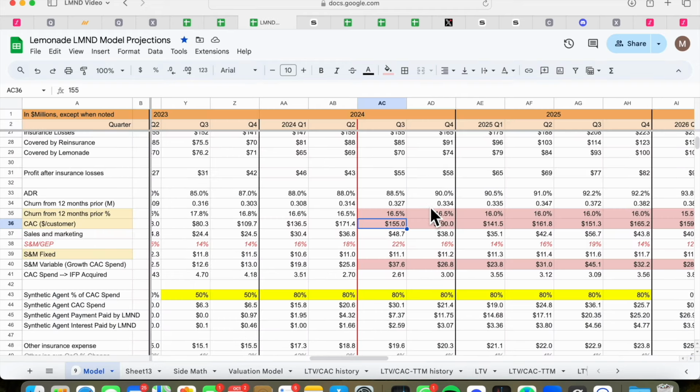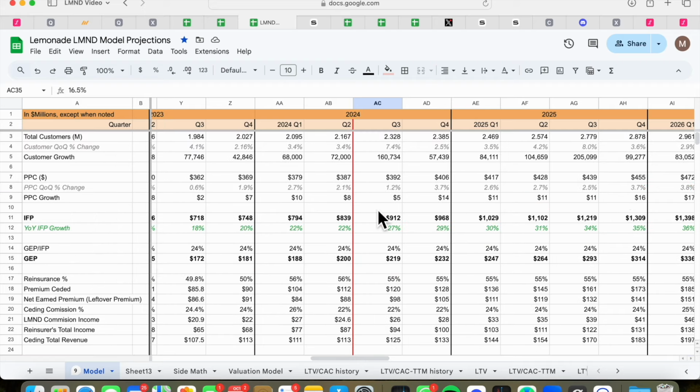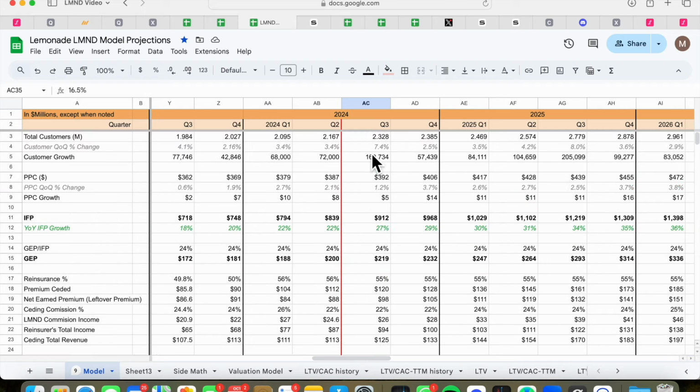Now I flip back to the model. If we put in $155 for Q3, and assume 16.5% churn, which is roughly where we've been the last couple quarters from customers 12 months prior, you go back to the customer count to see how that changes and grows. We're at about a 160,000 gain of customers this quarter, to a little bit over 2.3 million customers.